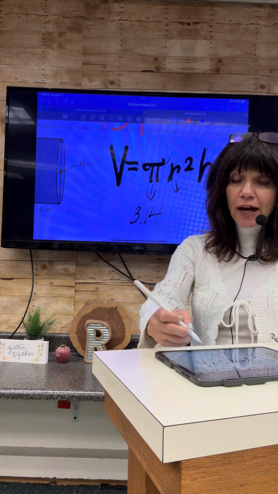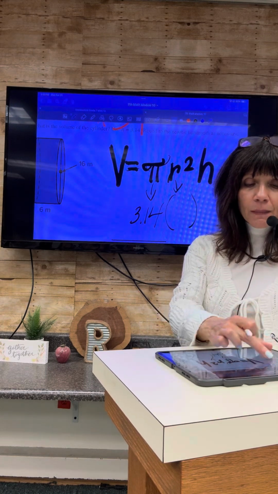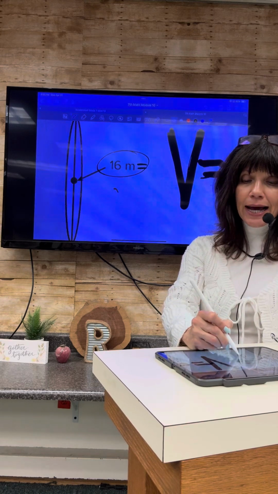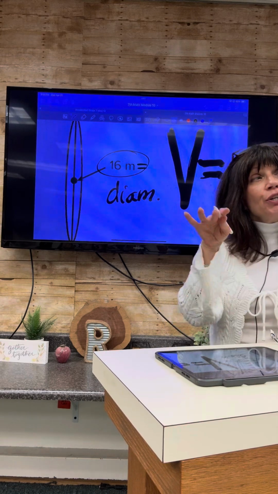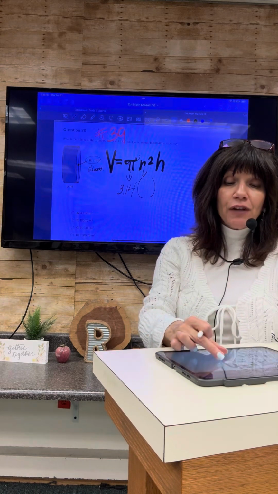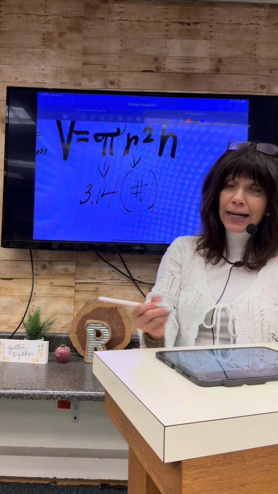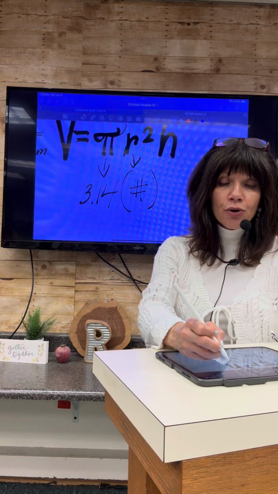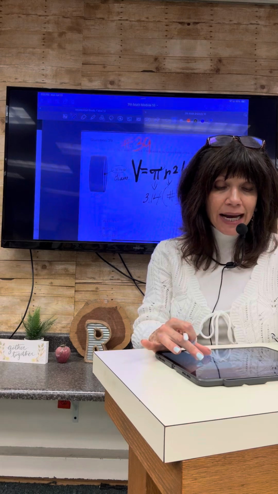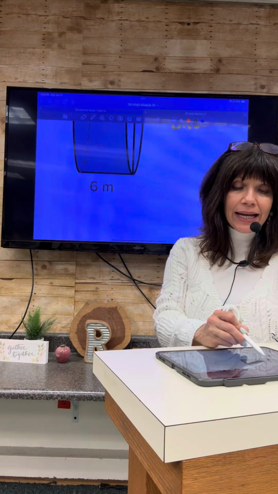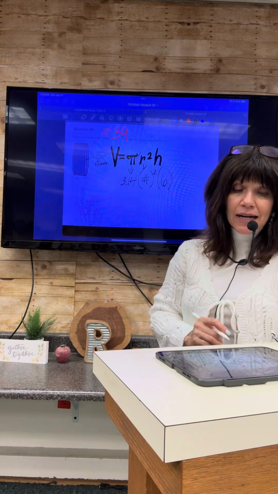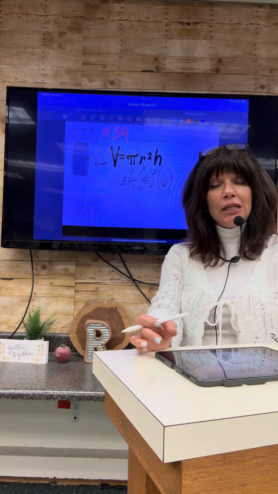Do they give you a value for radius? No, they give you a value for what? Oh, great job remembering that. So I'm going to let you figure out if the diameter is 16, I think you can figure out what number the radius is, and make sure you remember later to square it and then multiply by the height. What is the height? It is 6. Excellent. So you would multiply that by 6 and you will find your answer in meters cubed.